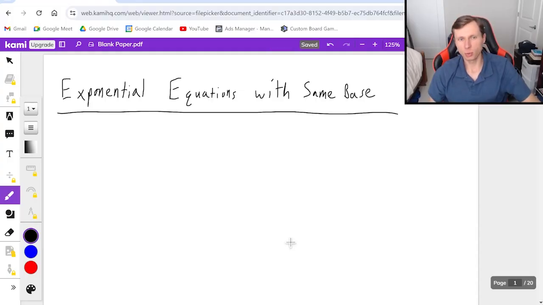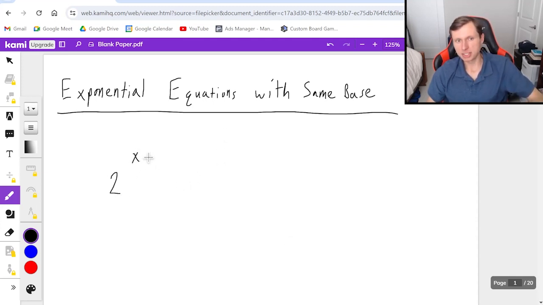In today's video, we're going to talk about how to solve exponential equations that have the same base. This is very similar to just solving normal exponential equations, but if they have the same base on the left and right side, there's a neat little trick we can do. So let's look at an example of this.